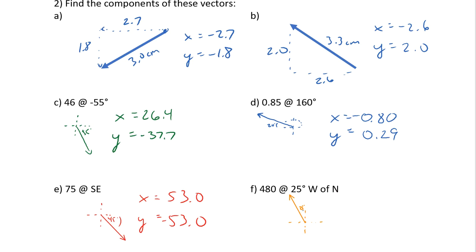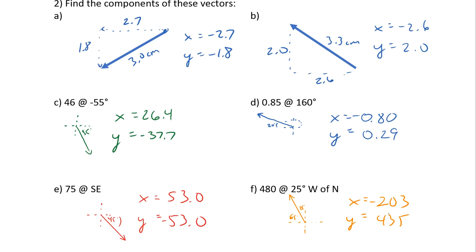I wouldn't really want to use the 25. I like to use my angles from the x-axis, so I would instead use the 65. So I'm going to do 480 cos 65 and 480 sine 65. So if I do 480 cos of 65, I get around 203. And if I do 480 sine of 65, I get a y component of 435. It is going to the left, so my x component should be negative, and it is going up, so the 435 is fine for the y component.